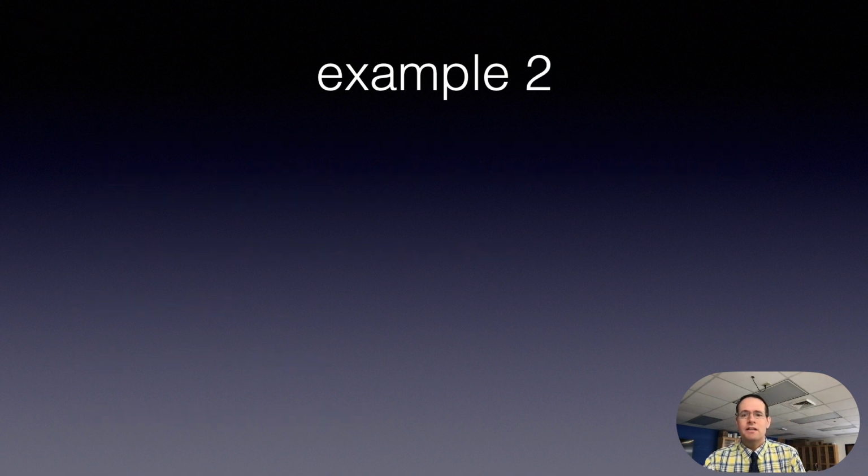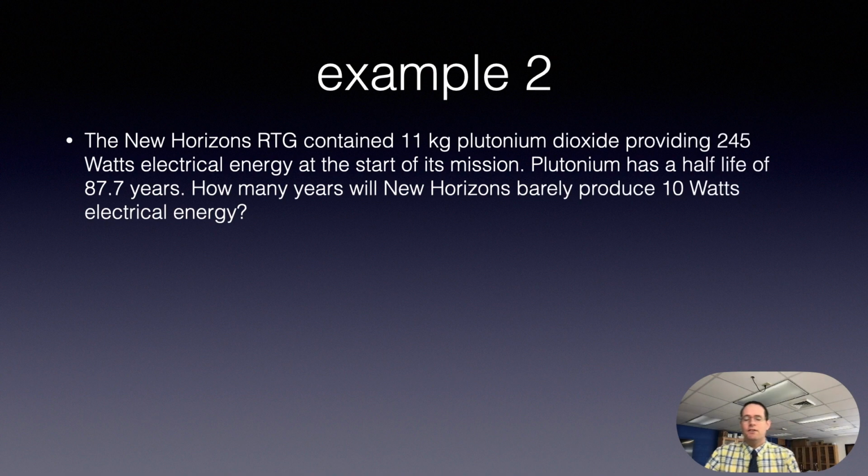All right, let's do example number 2. This is very relevant. You may have heard of this New Horizons spacecraft that was sent to observe Pluto most recently, and it's whizzing off somewhere out in the outer solar system. It contains 11 kilograms of plutonium dioxide as basically an energy source to provide electricity as well as heat, but it provides 245 watts of electricity.